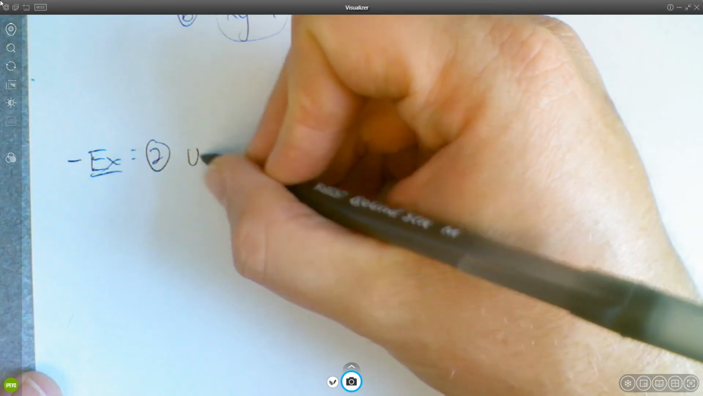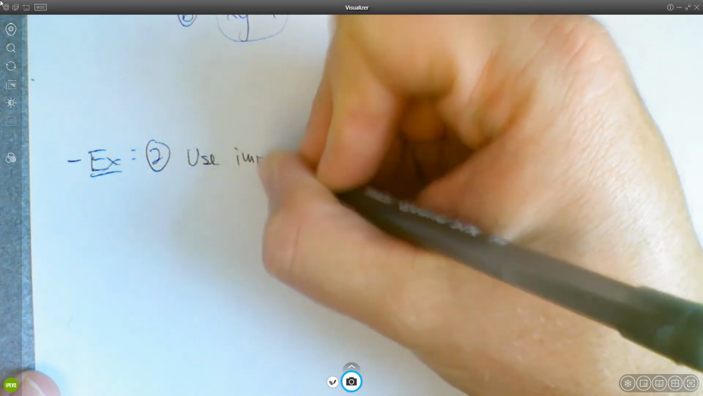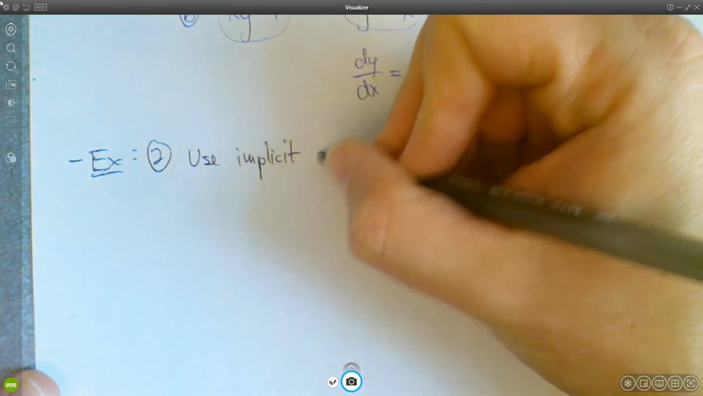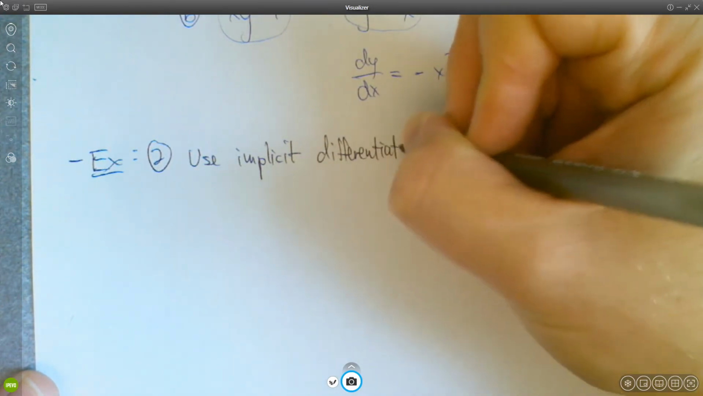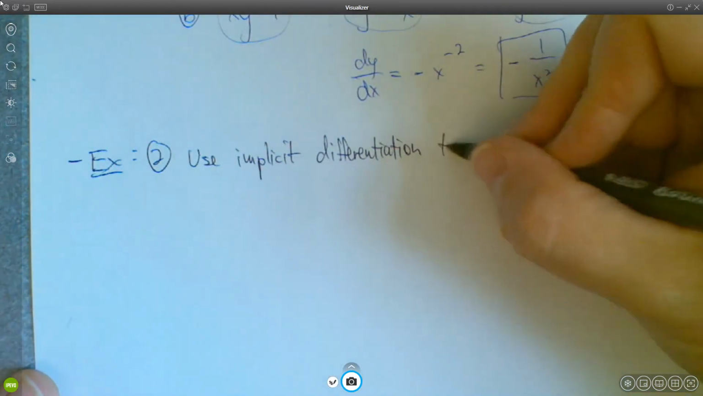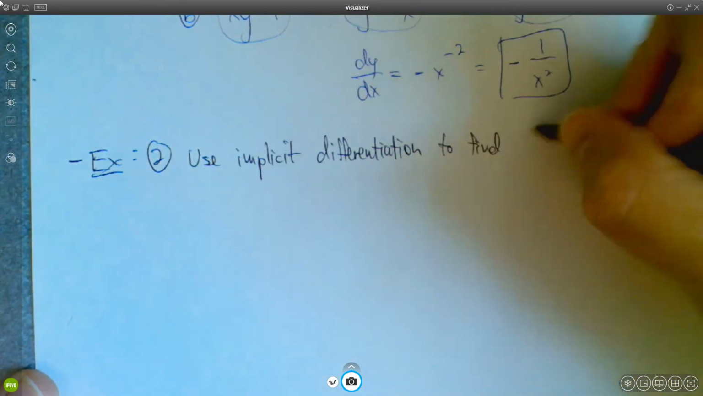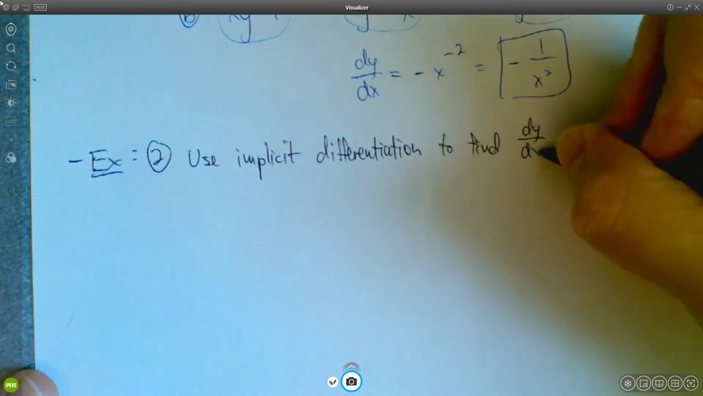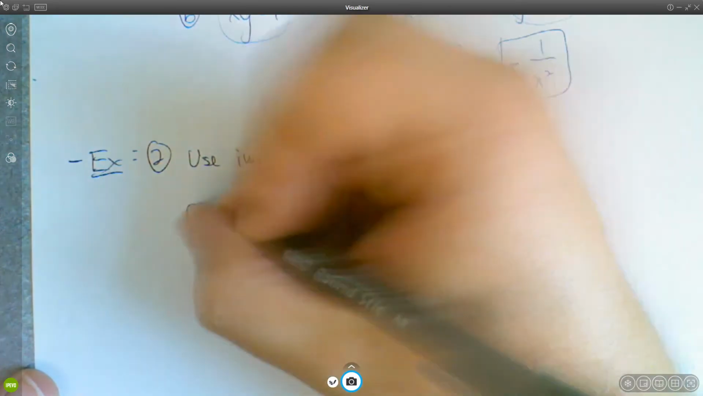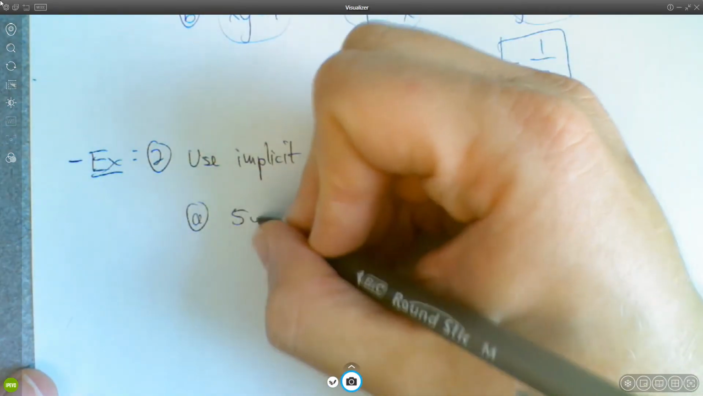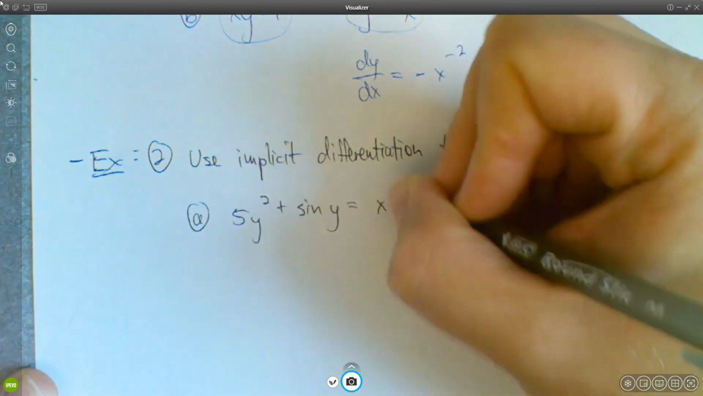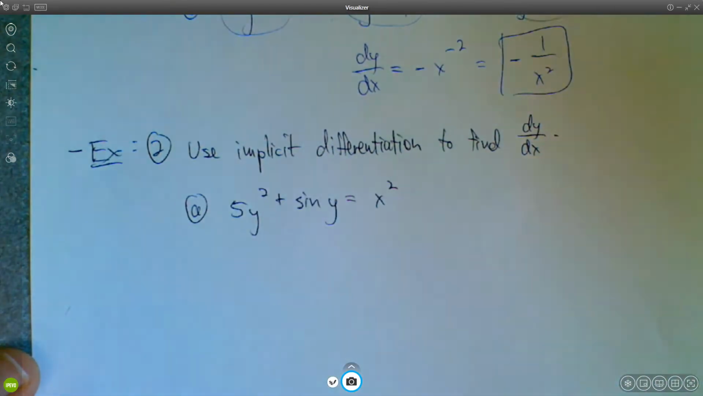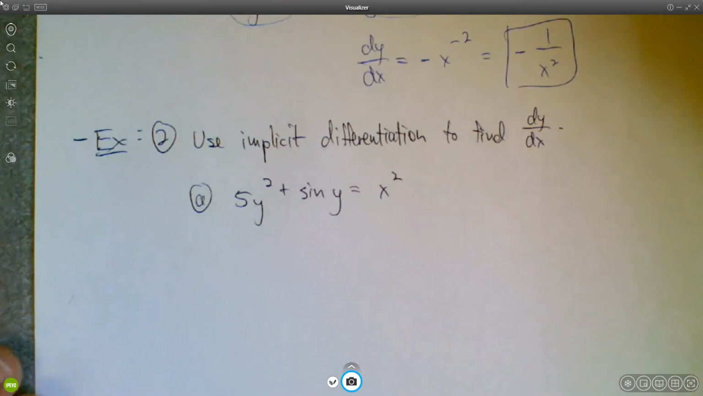So let's use implicit differentiation to find dy dx. And let's do this for 5y squared plus sine y equals x squared. Okay, so here we go.